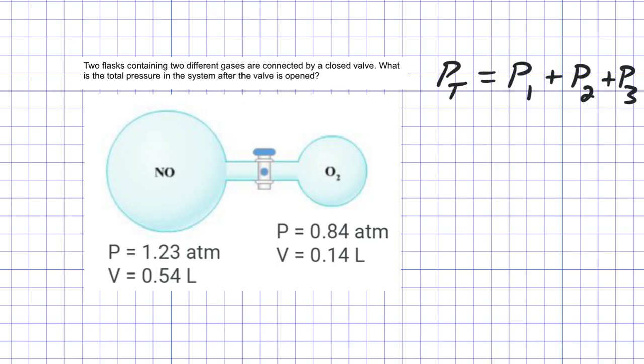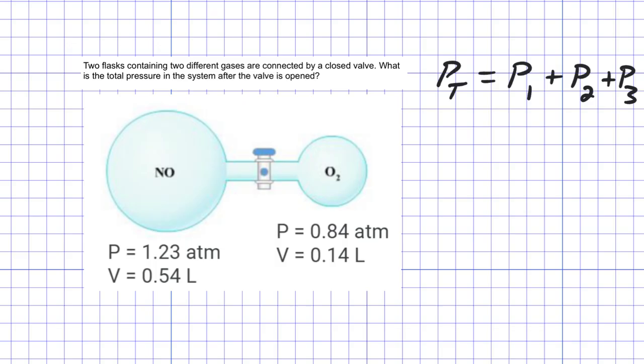So we have two gases here, nitrogen monoxide and oxygen gas. They're separated by a valve, and when we open that valve, they're going to be allowed to mix together. So the temptation is just to say, well, the total pressure is simply going to be the sum of the starting pressures, which is 1.23 plus 0.84.